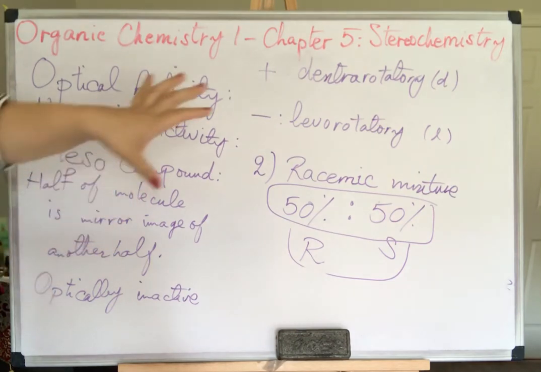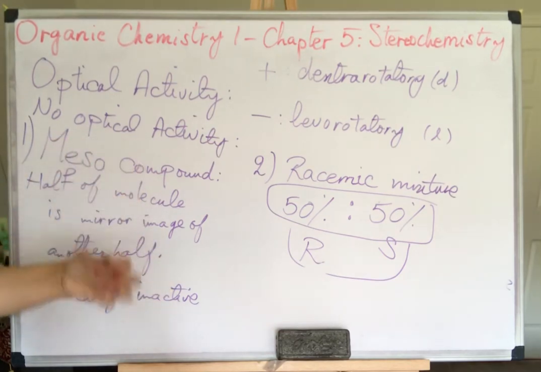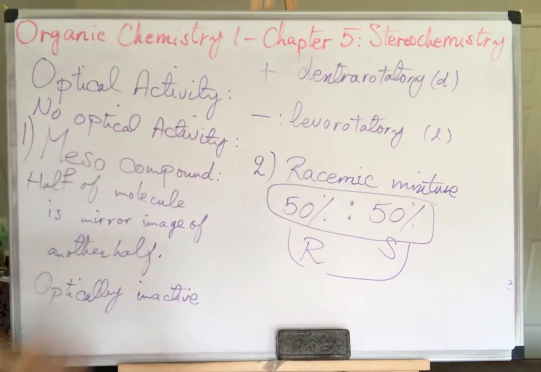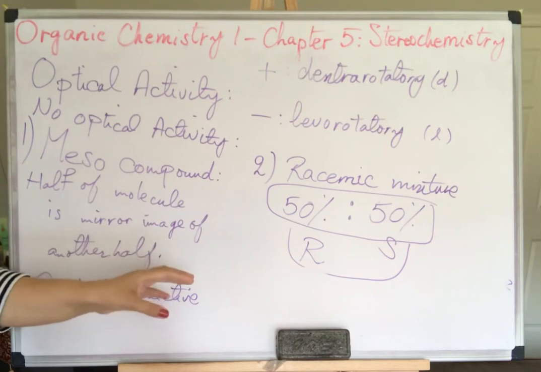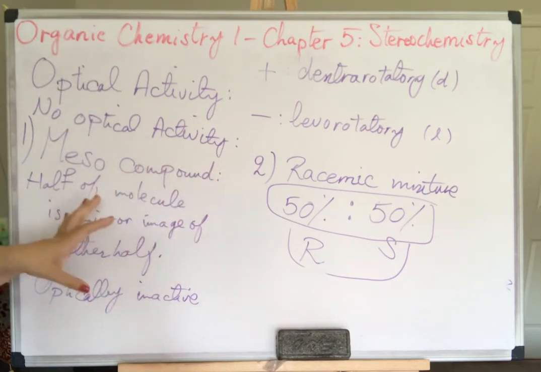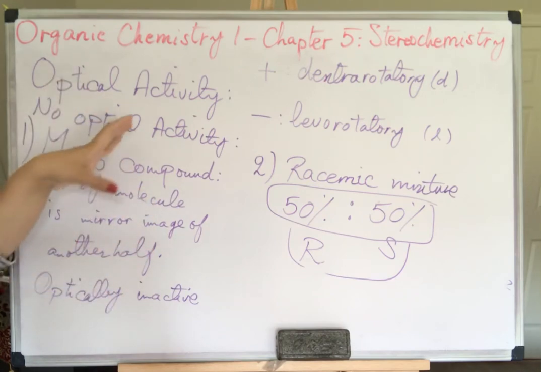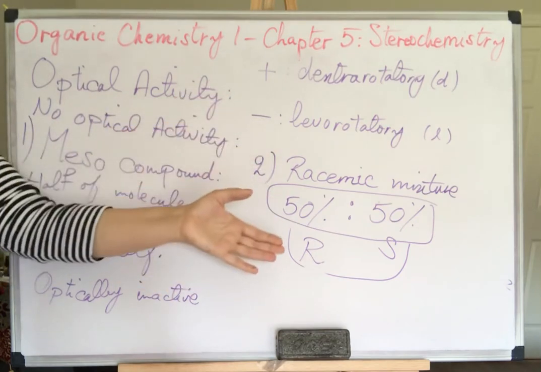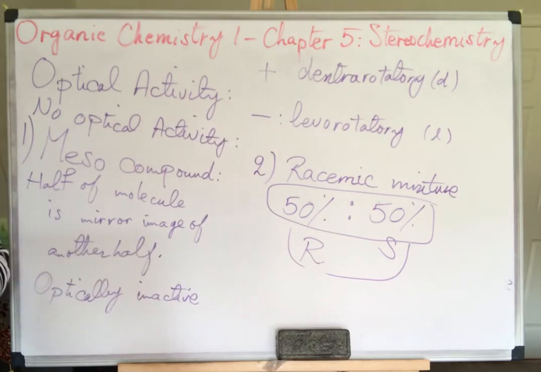So in these two cases, we will have optically active components, but the entire compound, either the mixture or the meso compound, is optically inactive. So if you have to choose optically inactive, you look for the meso compounds, where half of the molecule is balancing the other half, or is a mirror image of the other half. Or a racemic mixture, where you have 50-50% of R and S.